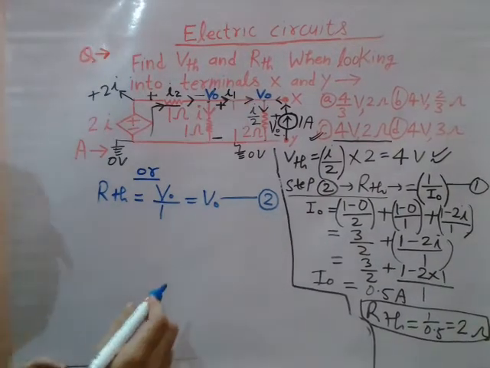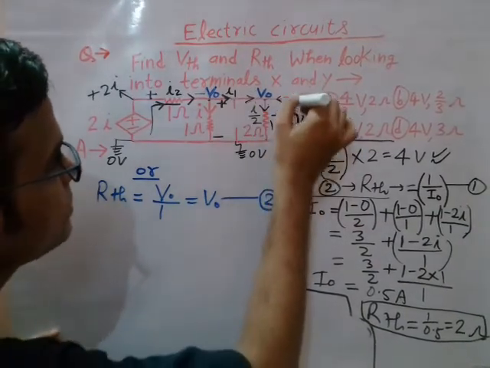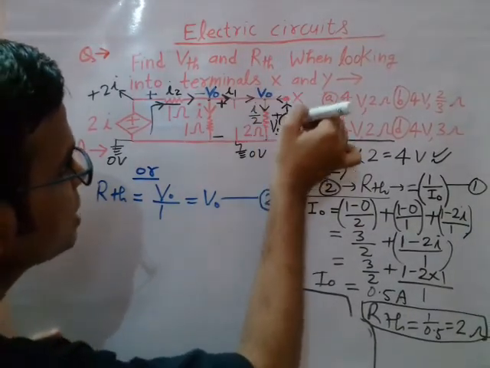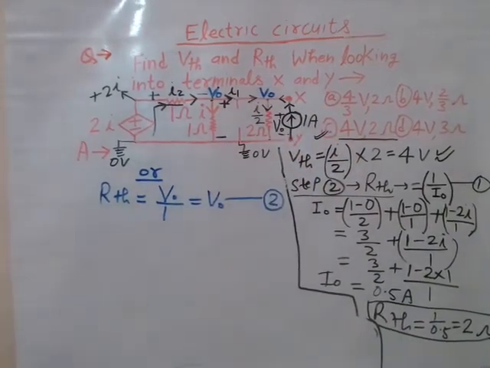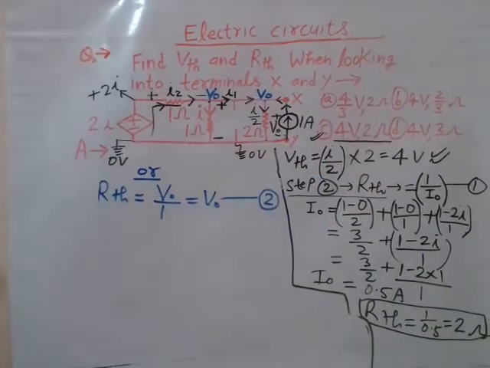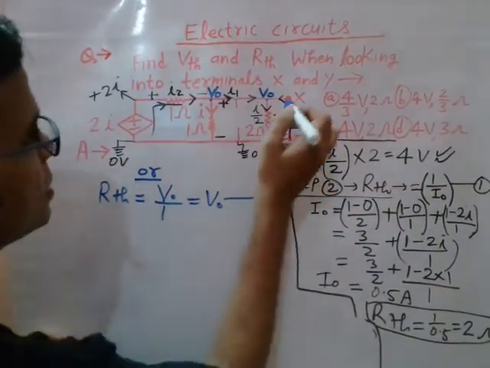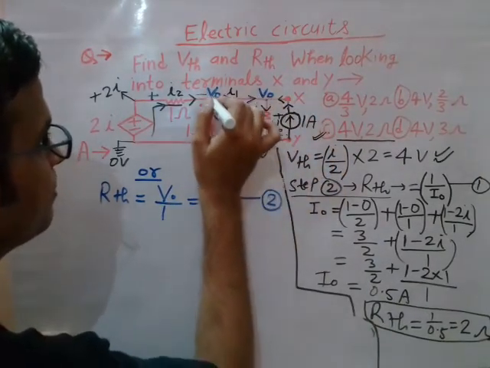So now you find out this V0. Again I am going to apply Kirchhoff's current law at this particular node. Algebraic sum of all the incoming currents is equal to algebraic sum of all the outgoing currents, right? So this current is equal to this current plus this current plus this current.